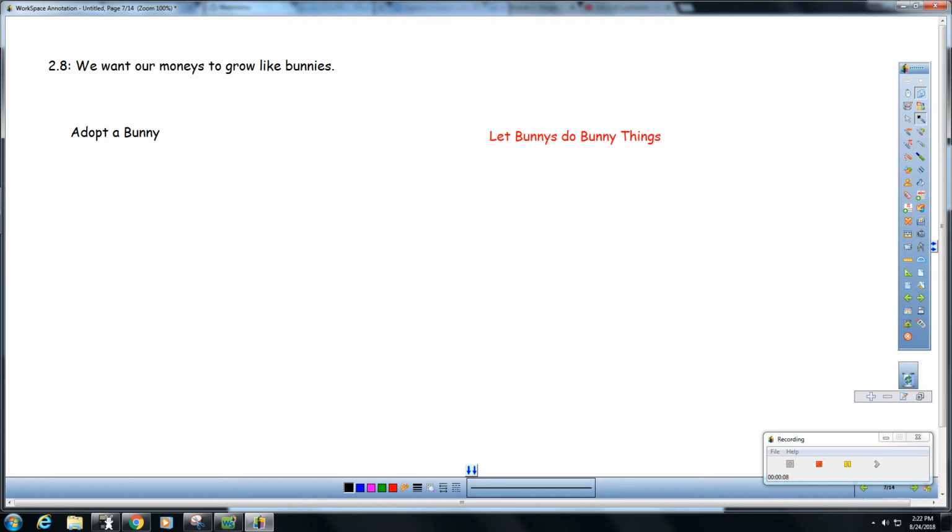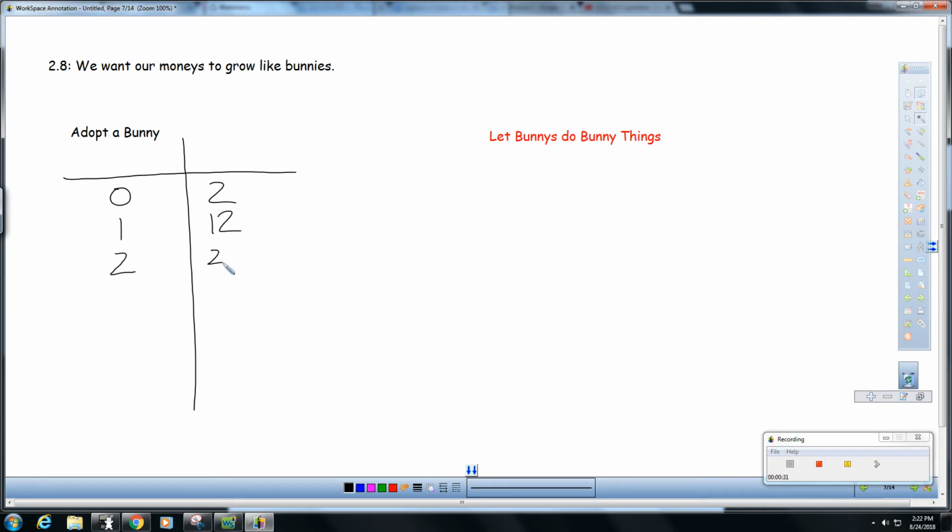Little sub thing here. We want our monies to grow like bunnies. Okay, just humor me here and do a little hypothetical. Let's say you got 2 bunnies, and you love your bunnies. So you decide that every month you're going to adopt 10 more bunnies. So after 1 month you have 12 bunnies, and after 2 months you have 22 bunnies.